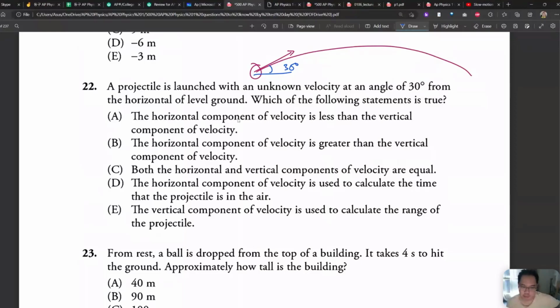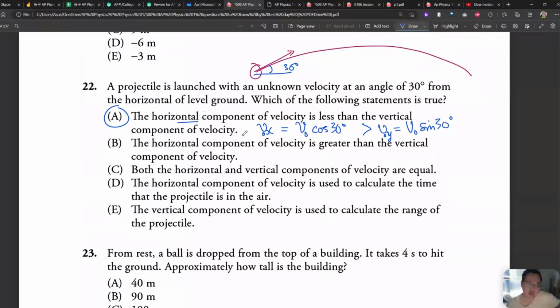Statement A. Horizontal component of velocity is less than the vertical component. The horizontal component is Vx equal to V initial multiplied with cosine of 30 degrees. And cosine 30 is greater than sine 30 degrees, which gives the vertical velocity Vy, equal to V0 times sine. So statement A is already correct, and we don't need to consider other things, luckily.